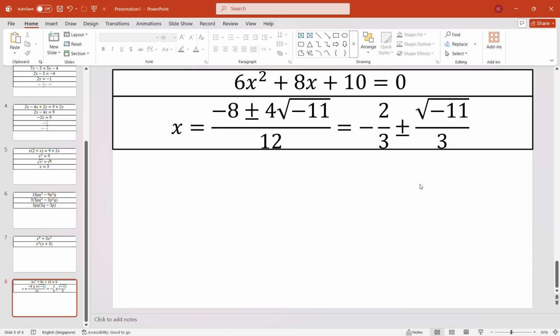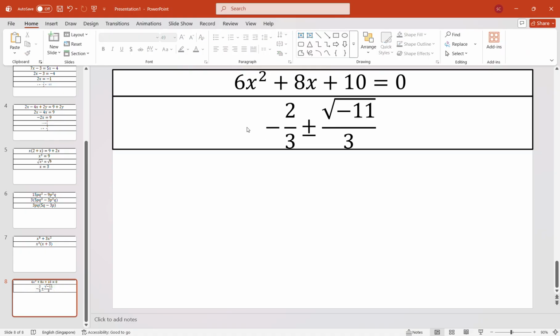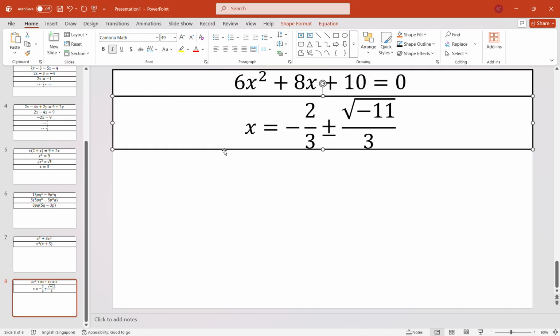So yeah, this is the solution for this equation. And notice that we use a plus or minus symbol here because this is a square, which means two things. A positive times a positive equals a positive, and a negative times a negative also equals a positive. So we have to put a plus or minus here. In short, a plus or minus basically means it's true for both positive and negative values.